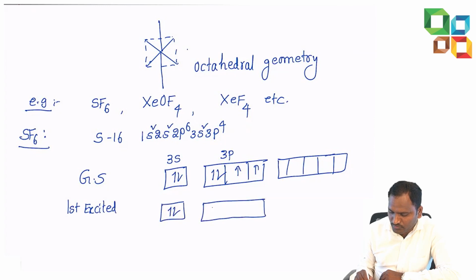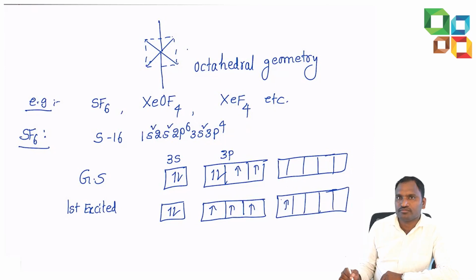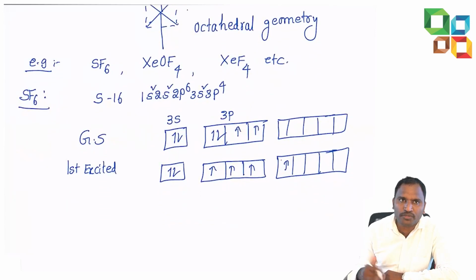So this will be promoted to JD. Now how many unpaired electrons do we have, students? Check once. 1, 2, 3, 4. We have 4 unpaired electrons. So these 4 unpaired electrons are not sufficient, so we have to unpair one more.